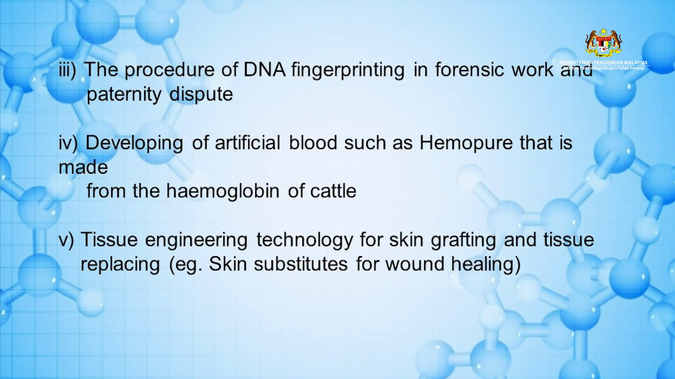Number 4, developing of artificial blood such as Hemopure, which is made from the hemoglobin of cattle. Fifth, tissue engineering technology for skin grafting and tissue replacement. For example, skin substitute for wound healing.